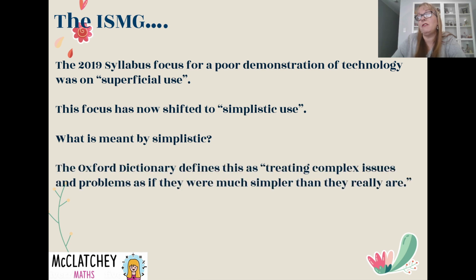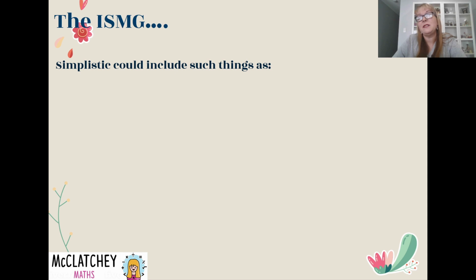Well, the Oxford Dictionary defines simplistic as treating complex issues and problems as if they were much simpler than they really are. So what this means is that we are using technology in a way that oversimplifies the problem that we're trying to solve. Now, this is going to become much more apparent when we look at some examples in a moment. So simplistic could mean simple things like skipping some key calculations.